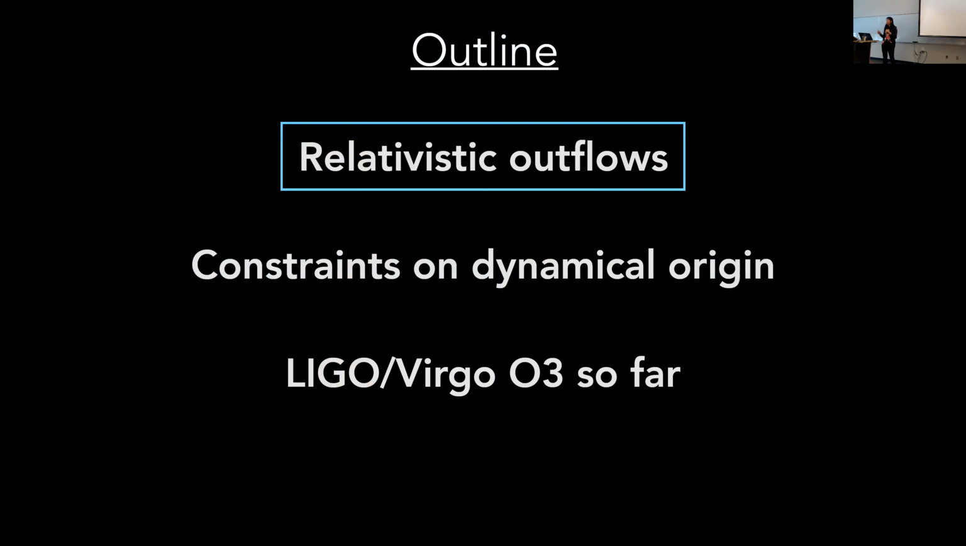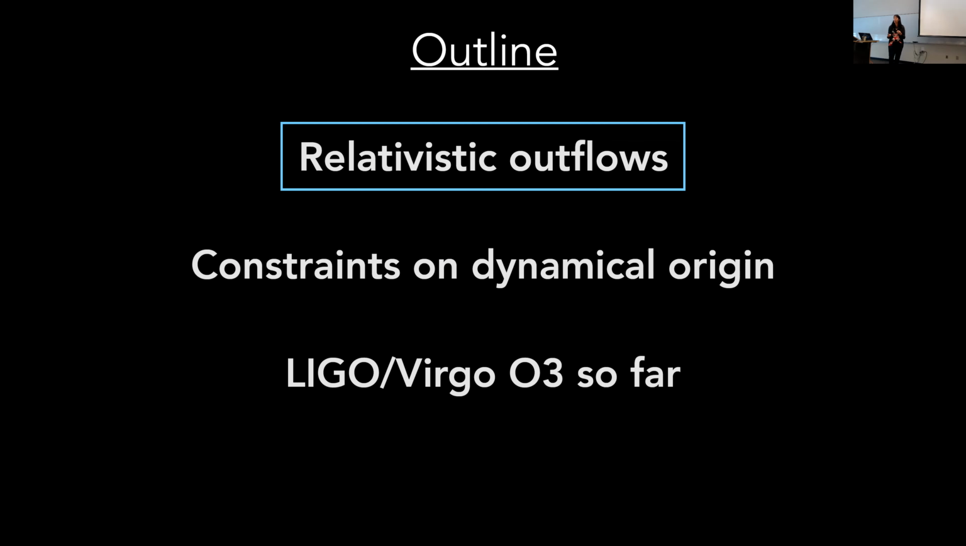So the outline for the talk: I'll focus mainly, for about 30 minutes, on relativistic outflows, what we know from short gamma ray bursts, and then give you an update on the 2.5-year evolution of 1708-17. These are based on new observations taken over the past year. Then I'll have a few slides on constraints on the dynamical origin, basically being able to constrain whether the neutron star merger from 1708-17 came from a globular cluster or not.